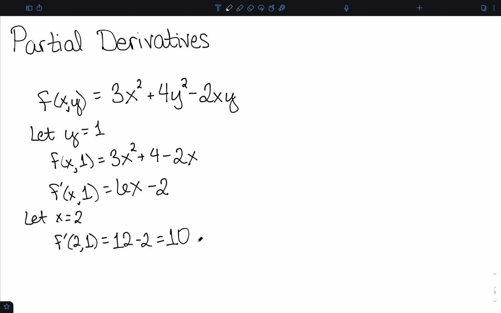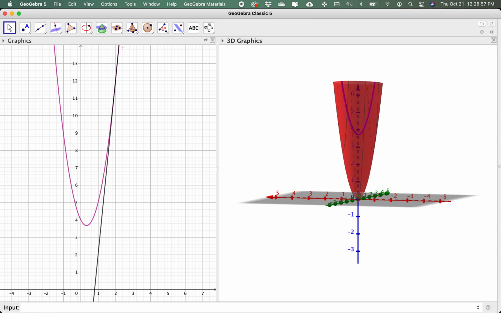The idea of what we just calculated, we have our three-dimensional function over here on the right. And when we let y equal 1, we trace out this curve that looks like a parabola. If we were to match that in 2 dimensions, it would look like the graph here on the left. And by finding the slope of 10, we found that the slope of the tangent line at x equal to 2 is equal to 10. So we essentially found the slope of one of the tangent lines for this function.